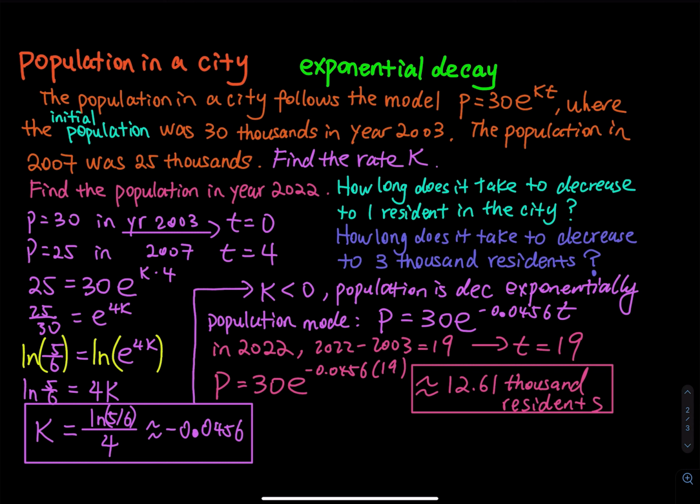Now, the problems are getting crazier. In the blue question, how long does it take to decrease to 1 resident in the city? It looks like everybody is leaving that place, right? How long does it take to decrease to 1 person? This one is tricky. I put everything in thousand.